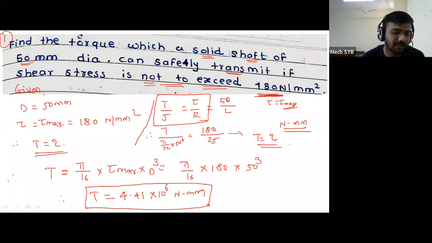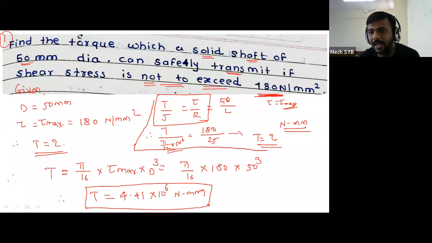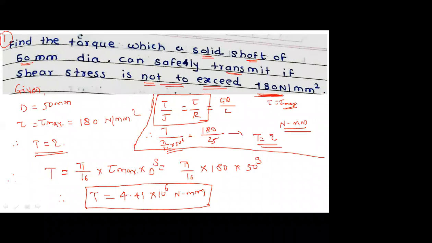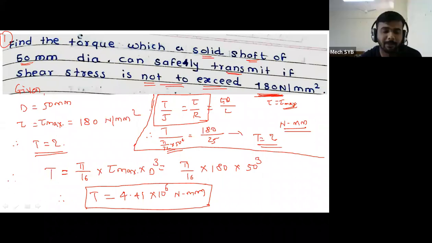Only the calculation part is increasing, as we have to separately calculate pi by 32 d raised to 4. What will be the torque value by using this torsion formula? We have a direct formula to calculate the torque transmitting capacity in the form of strength. But what will be the answer through this calculation? Is it the same or different? Same. That means we can use any formula.